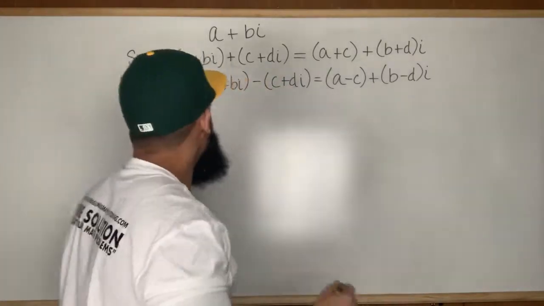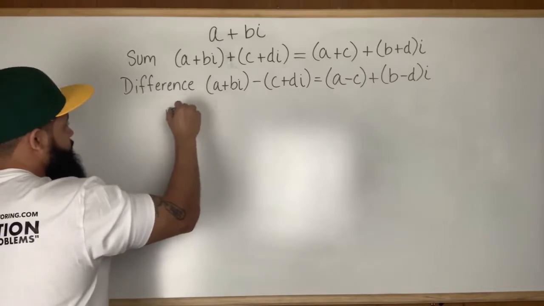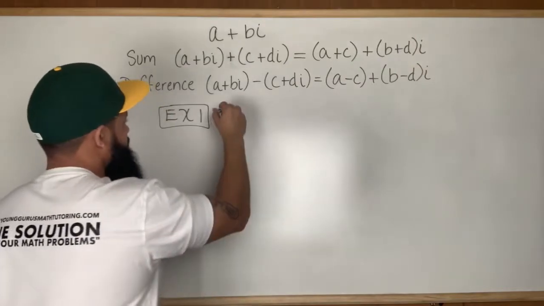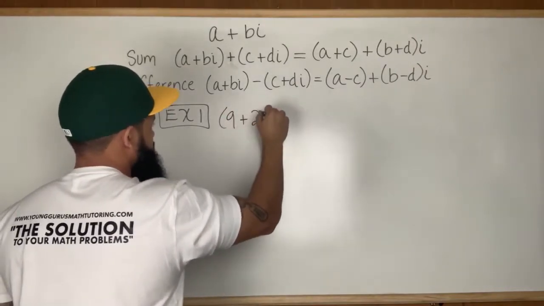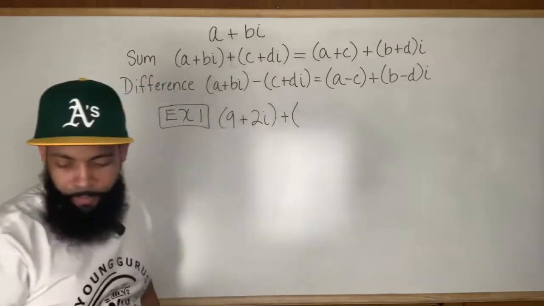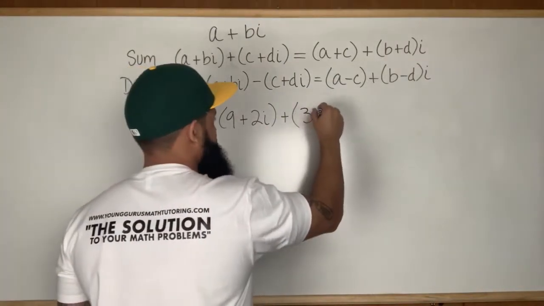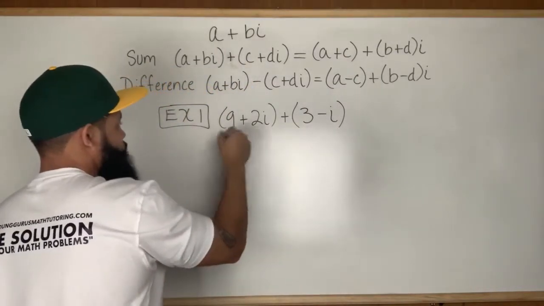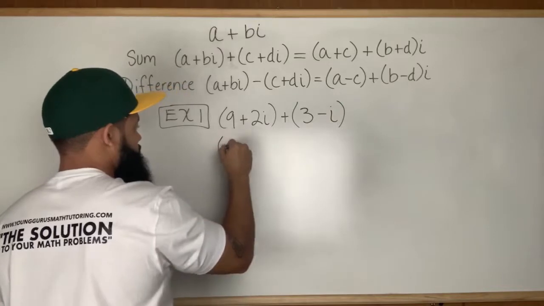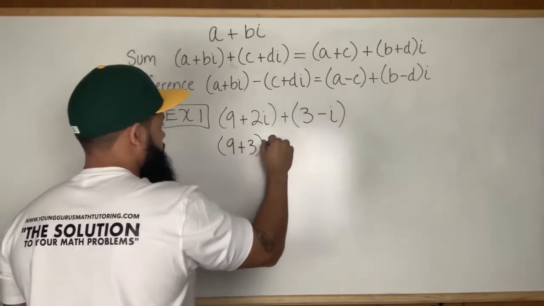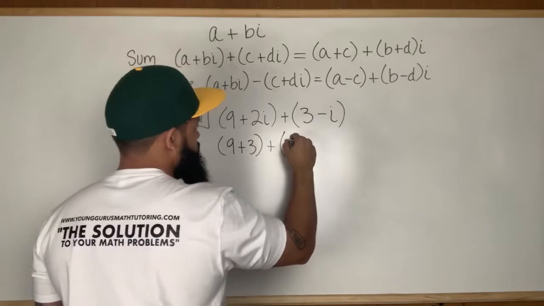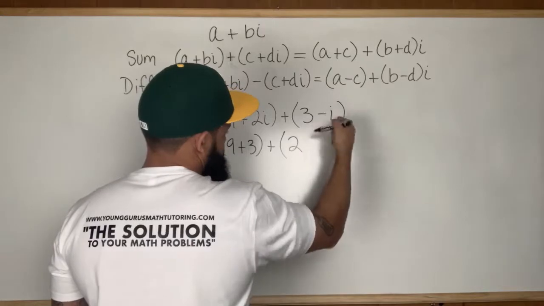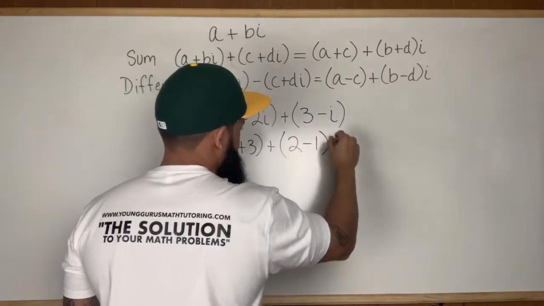Example 1. Let's say I have 9 plus 2i plus 3 minus i. Okay, so now I need to take the real parts, and the real numbers are 9 and 3. So I want to say 9 plus 3, plus the imaginary parts. So 2 plus negative 1, or technically 2 minus 1, so 2 minus 1 i.